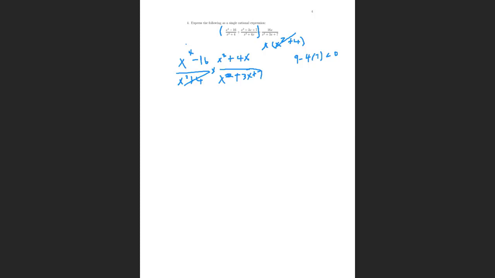So we have an x left on the numerator, so we're just going to multiply that x into the second part. So it's going to be x to the fifth minus 16x. And look at that. We have x squared plus 3x plus 7.